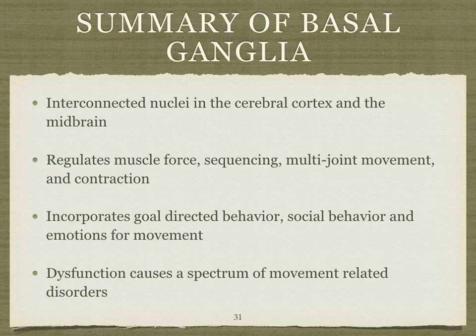So slide 31 is essentially the summary of the basal ganglia. Again, regulating force, sequencing multi-movement of joints, and incorporating the non-motor loops to be goal-directed. We can learn from it, and we have this emotional feedback. And then with dysfunction of our cerebellum and our basal ganglia, this is when we're going to see things classified as movement disorders. And this is when dysfunction happens, when we have a dysregulated basal ganglia.